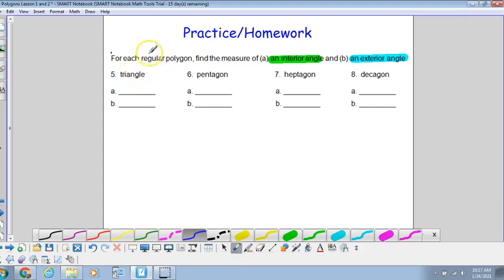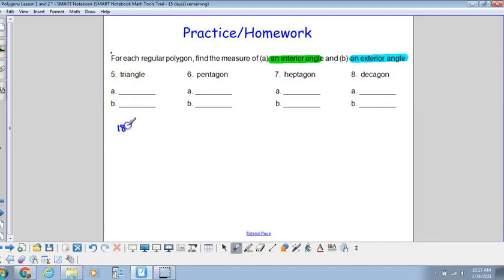If it's a regular polygon, they're all the same. Then for an interior angle, we know that the sum of all the interior angles on a triangle is 180. You can also plug that into the formula. 3 minus 2 times 180 does give you 180. And if there's 3 of them, because it's a triangle, then that will give us 60 degrees for an interior angle. For an exterior angle, we take the sum divided by the number of sides.